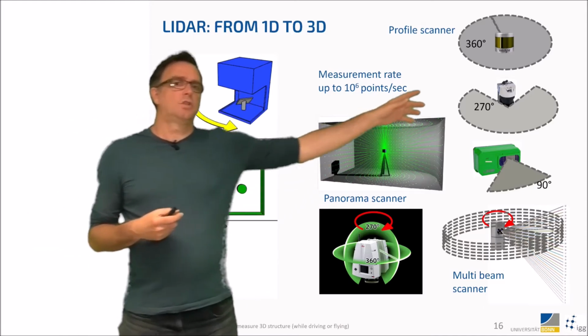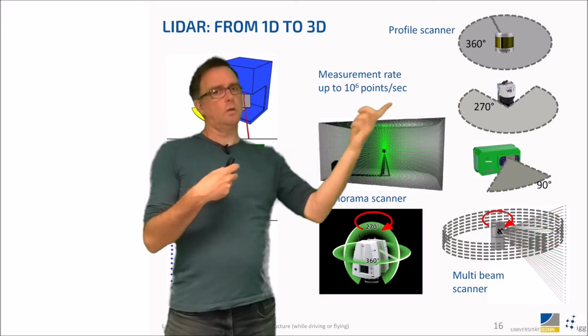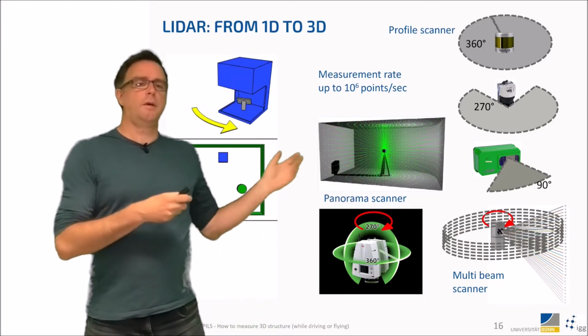There are other scanners which just do profiles. So they just measure one circle, and then they rotate that, and the third dimension comes through the motion of the scanner, but this is a different story.